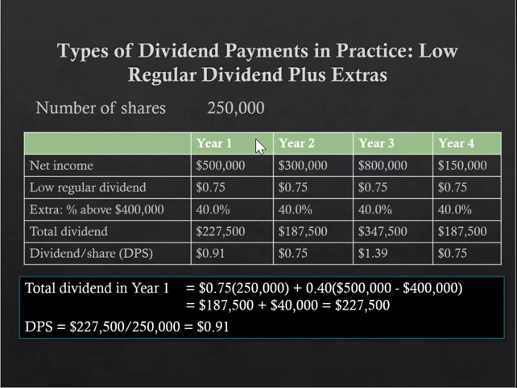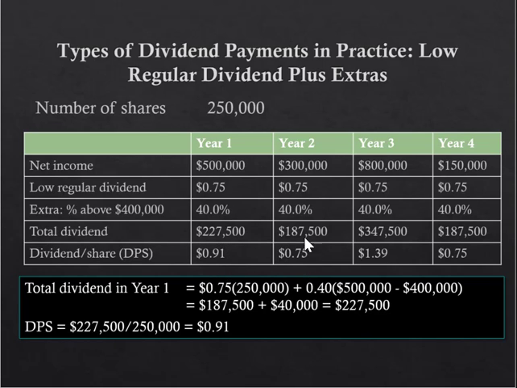If you have a low regular dividend plus extras, you can see we essentially have the net income, the low regular dividend of 75 cents, which came off the original sheet. You've got an extra dividend above $400,000, 40% of the amount over $400,000. So in this particular case, 40% of 100,000.